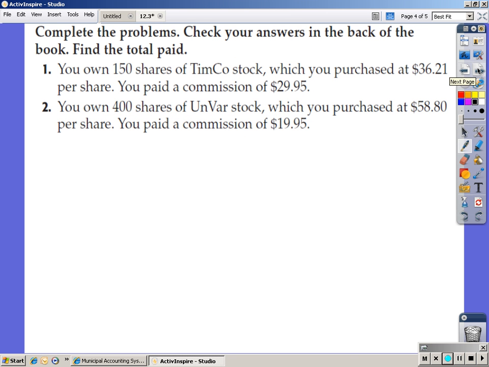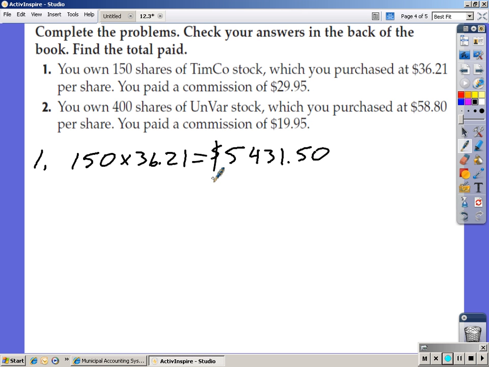Okay? Here's 1 and 2 of your homework. Try these out. Press pause while you work them. Press play to see them worked out. Okay, number 1. It says you own 150 shares of Timeco stock, which you purchased for $36.21. Okay, so 150 times 36.21, $5,431.50. That's how much you purchased in stock.